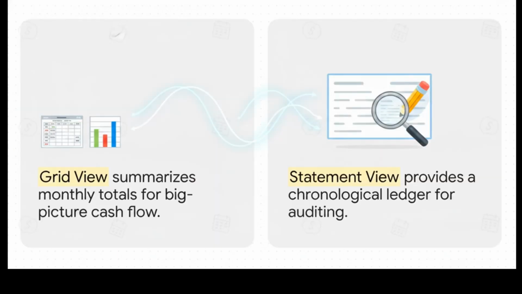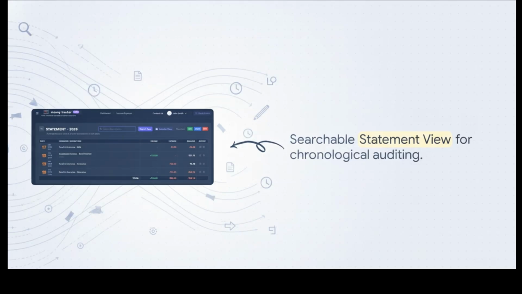Now, while the grid view is absolutely amazing for summarizing your monthly totals and seeing the broad strokes of your cash flow, there always comes a time when you really need to sit down and reconcile your logged data with a real-world bank statement. And that is exactly where the statement view shines. Click that button, and the app basically flattens your data into a chronological ledger. You get this clean, continuous list showing the date, category, amount, and a running balance. And since the whole thing is completely searchable, it's the ultimate auditing tool to hunt down a specific transaction.